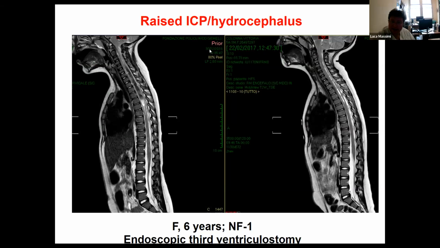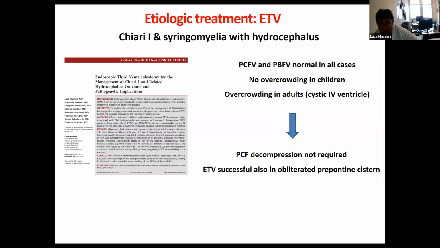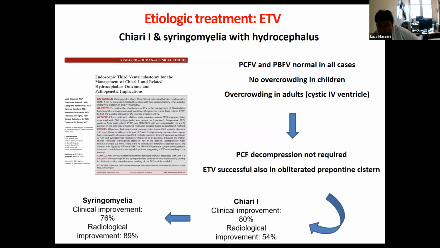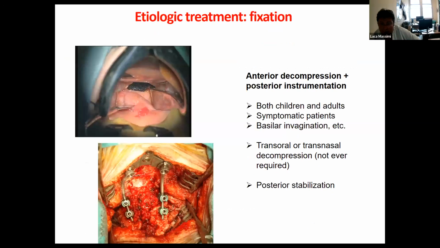As you can see here from the date, the pre-op was in December 2016. The post-op was done in February, so after a couple of months, we can appreciate the significant improvement of the syringomyelia. So remember that in a subset of patients, the hydrocephalus, that is usually the consequence of the Chiari malformation, can induce a vicious circle, worsening the Chiari malformation, and in particular the syringomyelia, and the ETV is successful in this subset of patients in improving both the clinical and the radiological features, both in Chiari and in particular in syringomyelia.